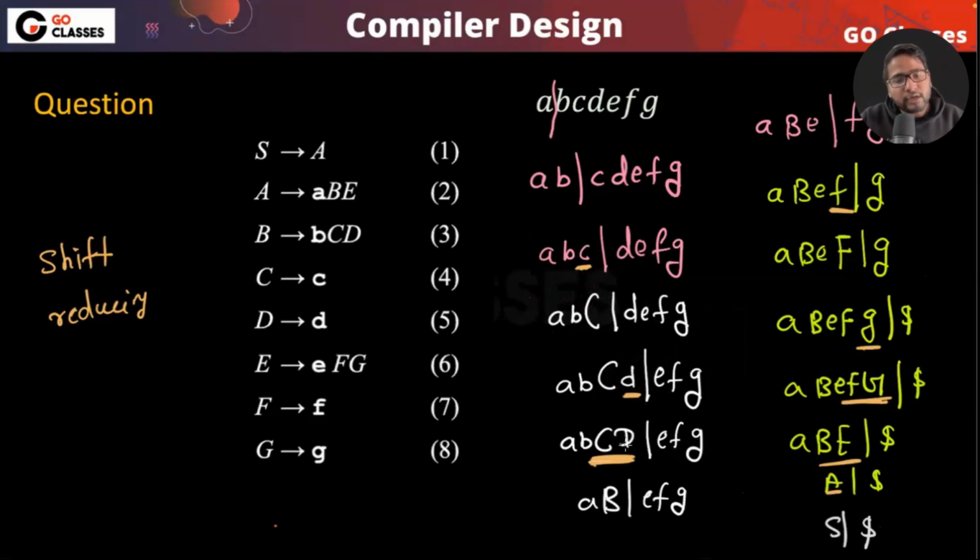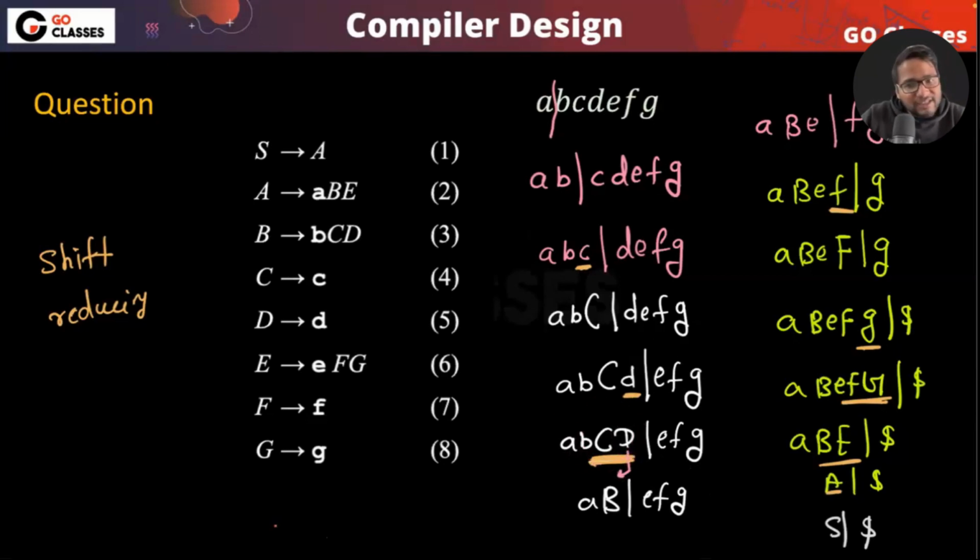Okay, you're doing it. Now, see, the top of the stack is D also. The top of the stack is CD also. The top of the stack is BCD also. The top of the stack is ABCD also. You can reduce anything. So you can reduce the D also if that's what you want. You can reduce the complete CD also. You can reduce BCD also. You can reduce ABCD also.